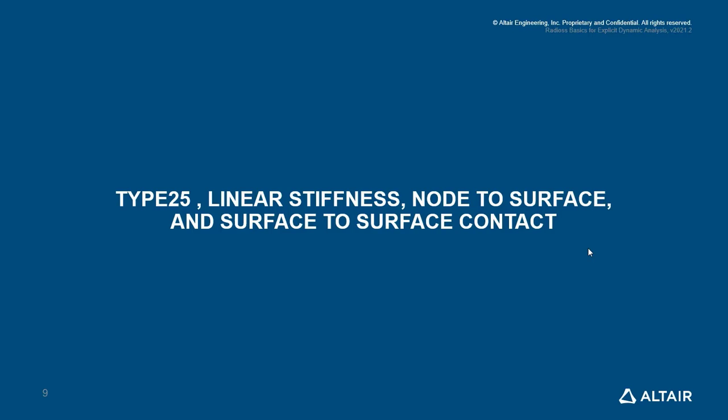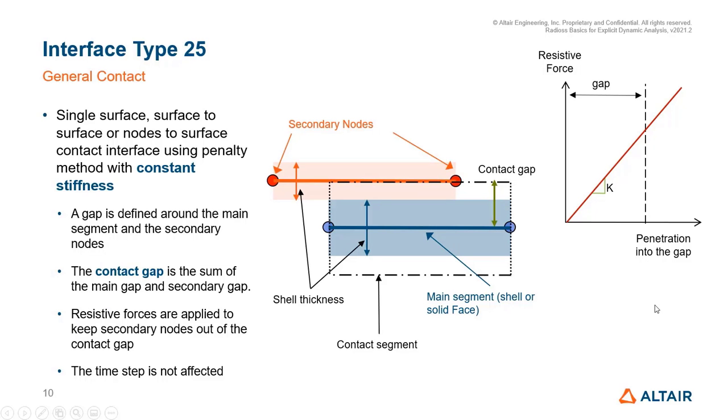So those were non-linear stiffness contacts. Now let's look at linear stiffness contact, which can be node to surface or surface to surface contact. Today we'll talk about type 25. Similar to type 7 contact, type 25 is a general purpose contact. The only difference is this is linear stiffness contact, and you can see in this figure the stiffness is linear. So instantaneous stiffness is equal to initial stiffness.